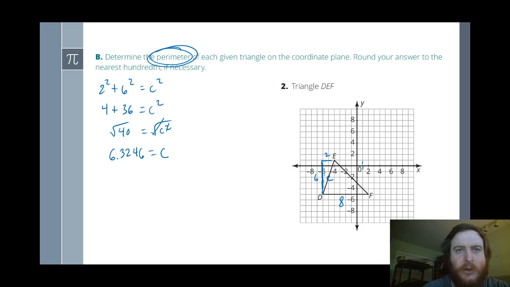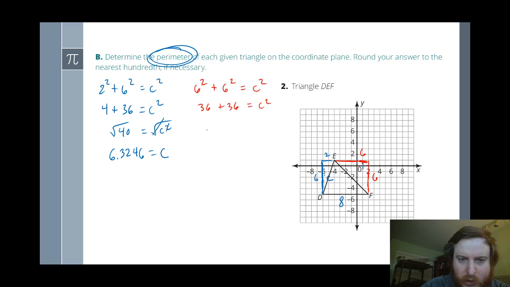I'll use another color. So same process. It is a diagonal line. So we want to make a kind of right triangle out of this. Right, so across we have 1, 2, 3, 4, 5, 6 across. And then going down, we have 6 down. And so we'll do a squared plus b squared equals c squared. That's 6 squared plus 6 squared equals c squared.